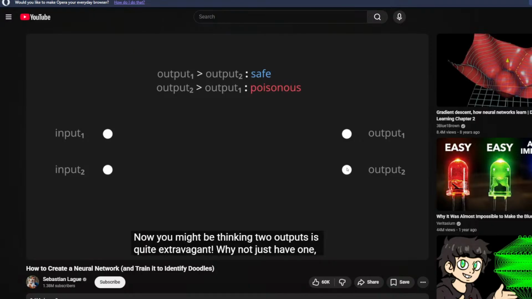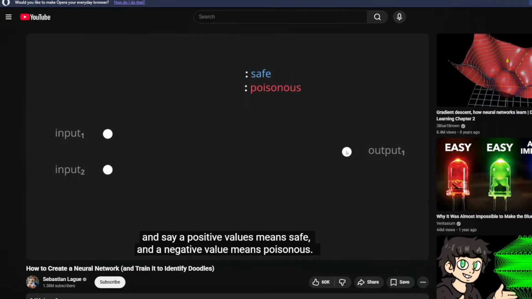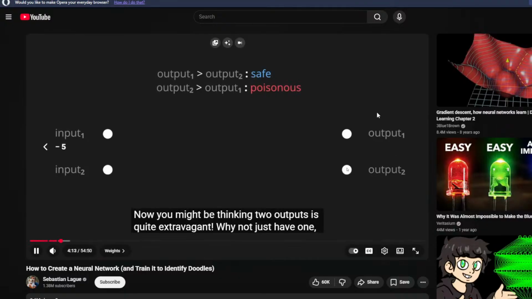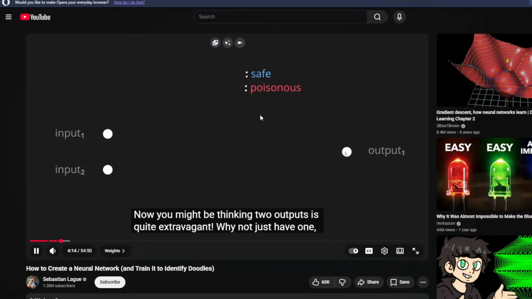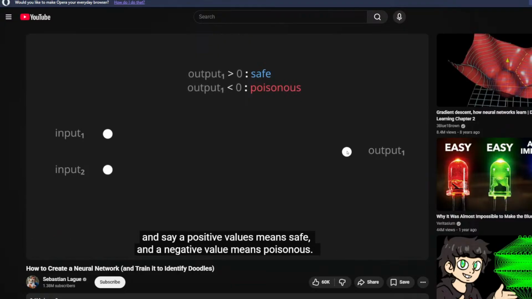Now, you might be thinking two outputs is quite extravagant. Why not just have one and say a positive value means safe and a negative value means poisonous? This to me sounds like it's using the softmax stuff here, or the logits, right? If the output for confidence essentially of safe is higher than poisonous, then it's safe. If it's higher for poisonous than it is for safe, then it's poisonous, right?